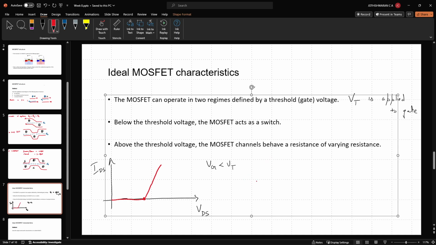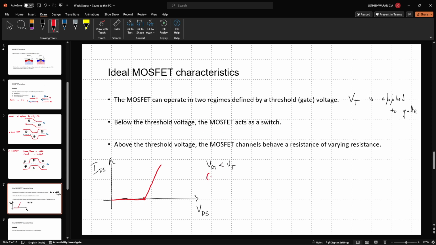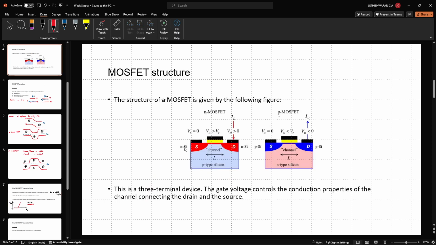So this is for Vg less than Vt. Now again, this is only for an NMOS. So here I should mention that this is for an NMOSFET. Again, for reference, I shall take you back to this figure over here. So this is an NMOSFET where Vg is greater than Vt for the device to be active.